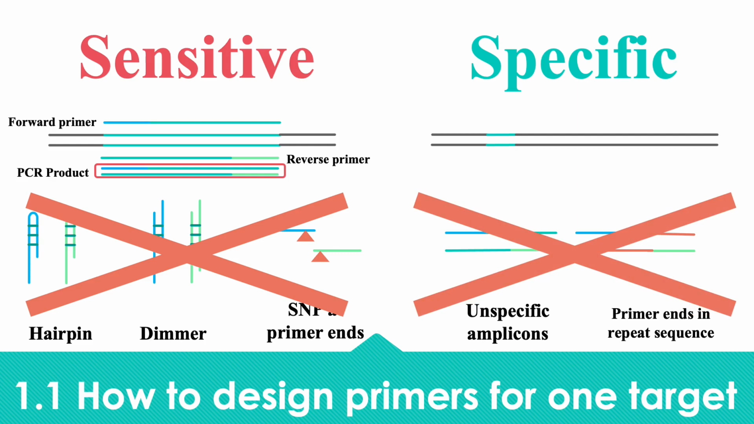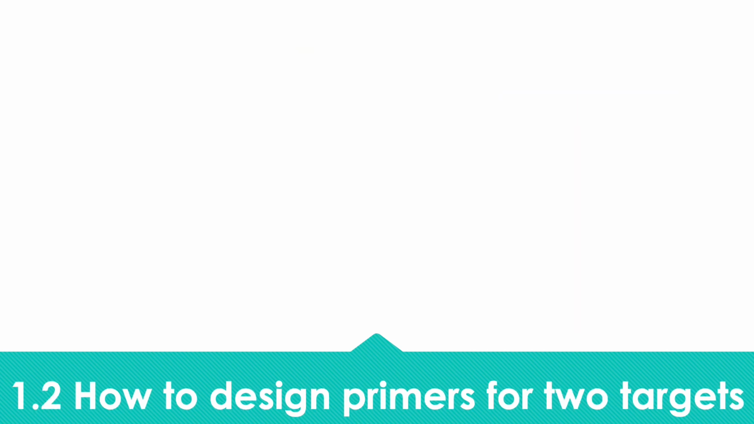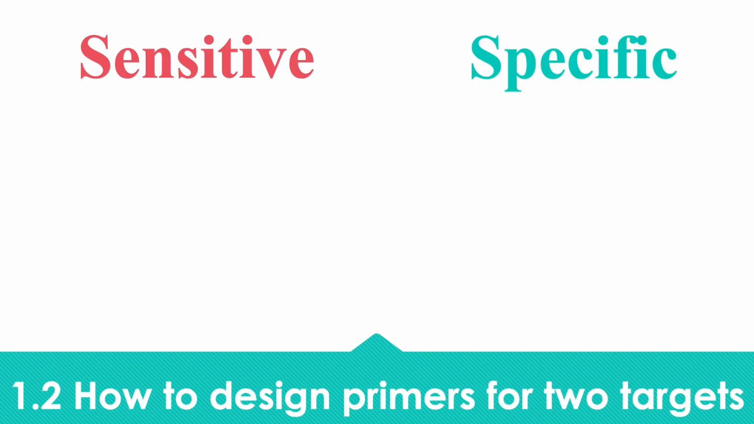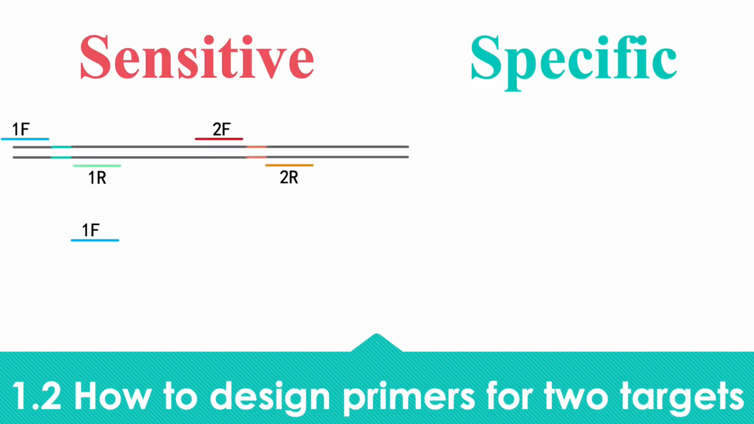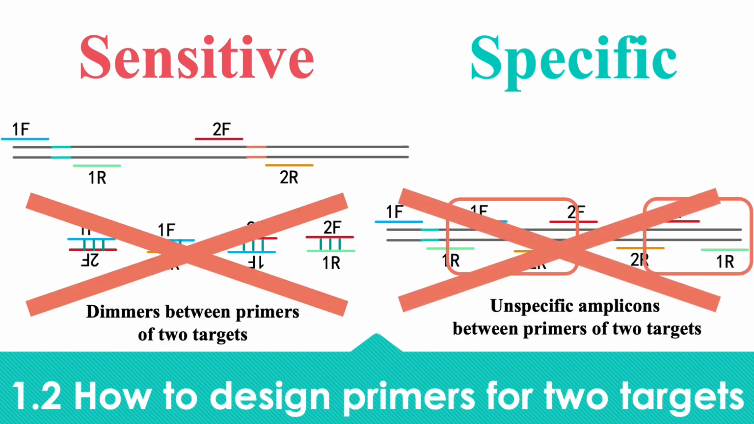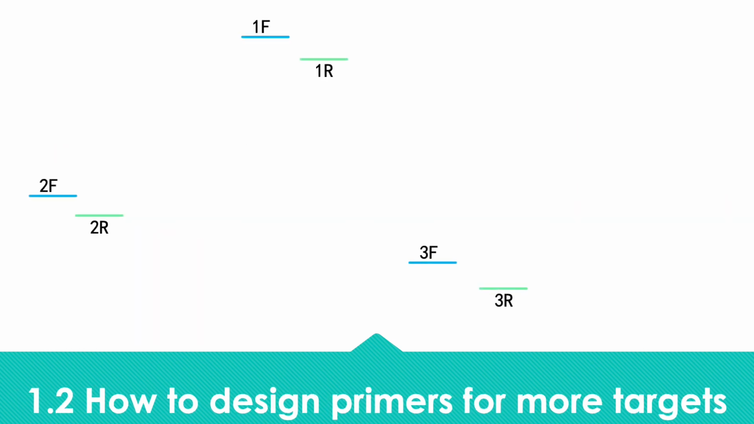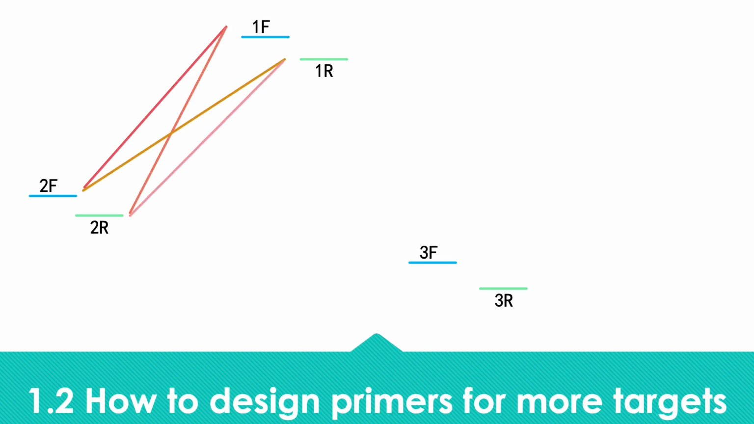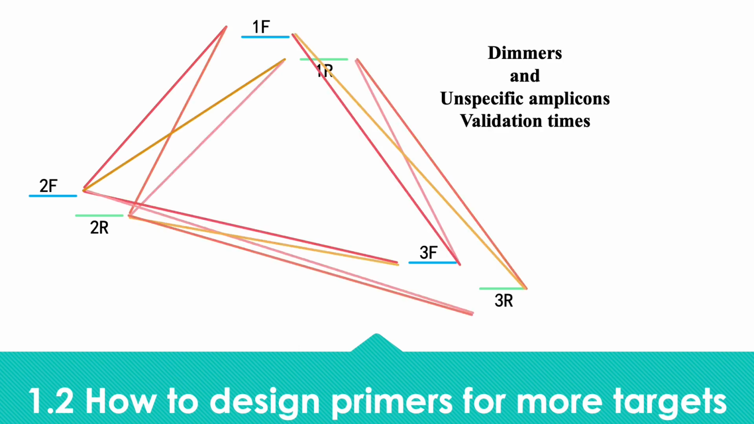How to design primers for 2 targets. In addition to the demands for each target, dimers between primer pairs of the 2 targets should be eliminated, and nonspecific amplicons between the 4 primers on the genome should also be eliminated. How to design primers for more targets. In addition to the demands for each target, dimers and nonspecific amplicons between all primers should be prevented.